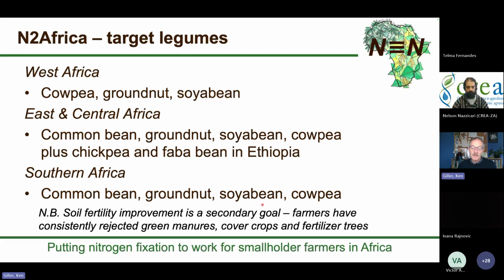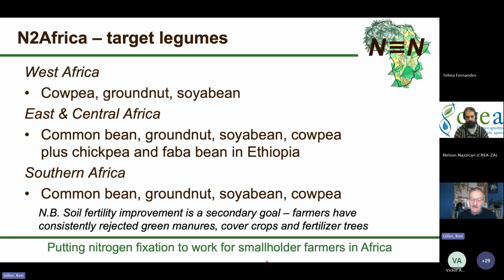But just to make the point, we didn't focus on green manures, cover crops, and fertilizer trees at all, because our experience is that the primary goal of smallholder farmers is to produce for food and for sale. Soil fertility improvement, although an important role of grain legumes, is really very much a secondary goal rather than their primary goal. So we focused purely in this project on the grain legumes.